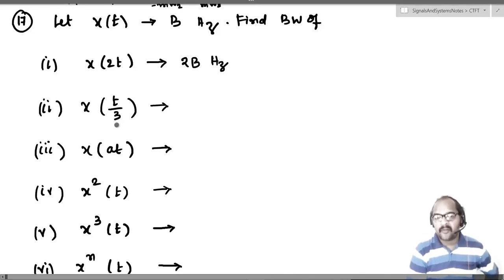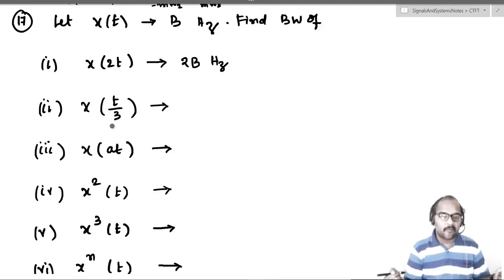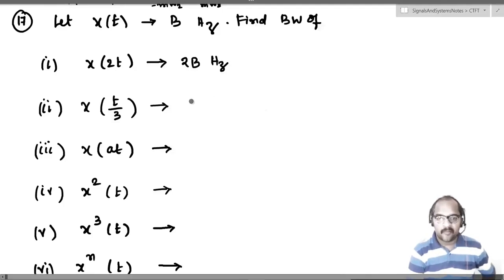Okay, with the same argument, what would be the bandwidth of x of t by 3? X of t by 3 means what? Signal is expanded in time domain. Correct? So what should happen in frequency domain? In frequency domain, the Fourier transform should get compressed by a factor of 3, and hence what will happen to the bandwidth? That will be b by 3 hertz.